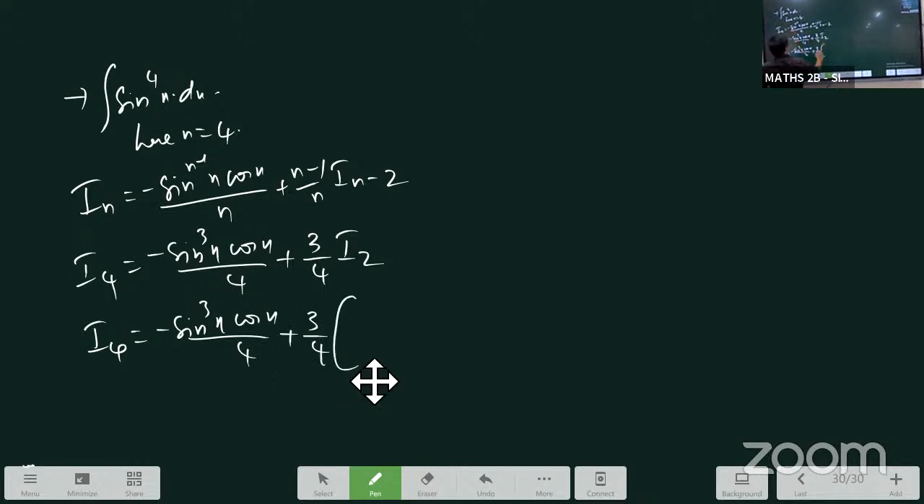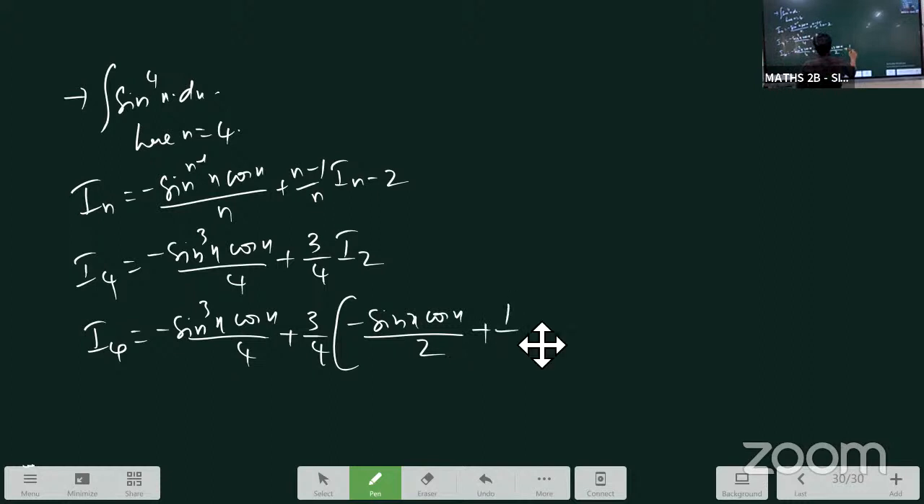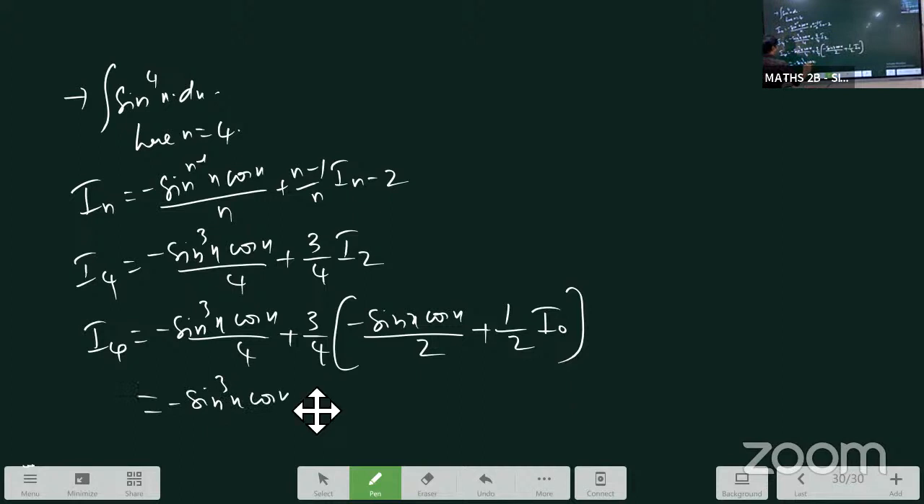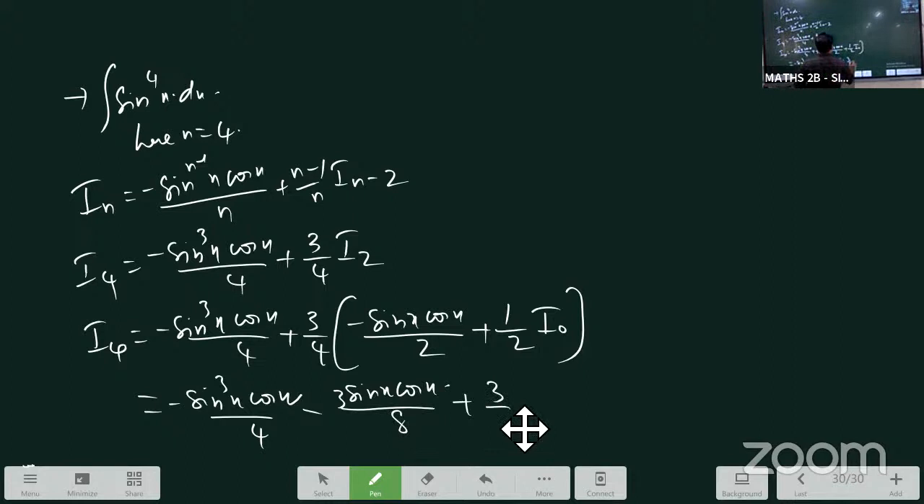Again, what is I2? Same. Minus sin to the power 2 minus 1 x cos x by 2 plus 1 by 2. N is 2, no now? N is 2. So 2 minus 1 is 1, sin x plus 1 by 2. 2 minus 2 is I naught. That is minus sin cube x cos x by 4 minus 3 sin x cos x by 4 into 2, that is 8, plus 3 by 8 I naught.